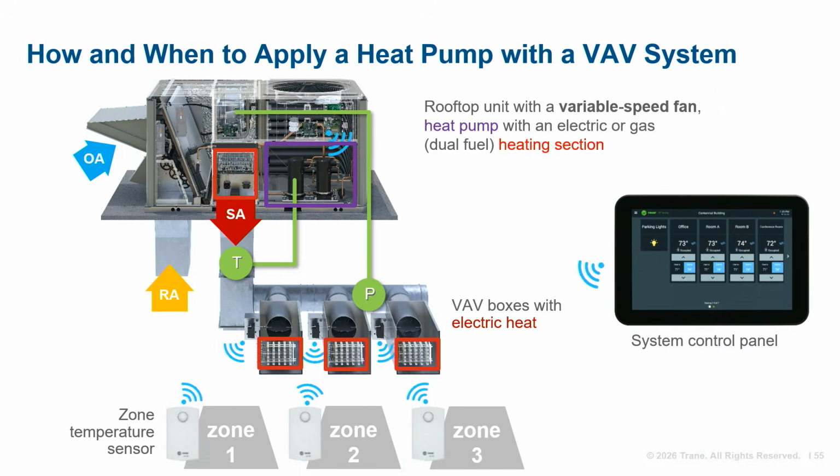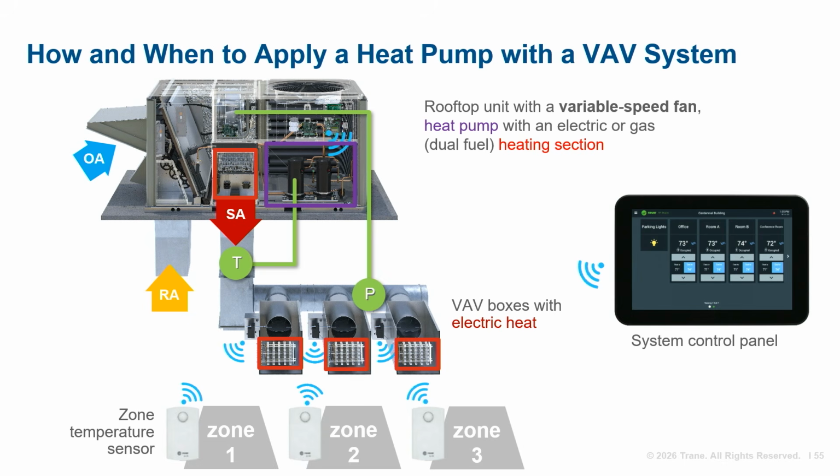Next, I am going to discuss how to electrify with a unitary heat pump. Historically, heat pump rooftop units have been available in smaller size ranges, up to about 25 tons, but many manufacturers are now developing larger sizes. Here is a heat pump rooftop unit applied with VAV boxes that include electric heat. Rather than changing over to supply warm air during the winter, this rooftop unit continuously supplies cool air year-round, while zone heat is provided by the VAV boxes.